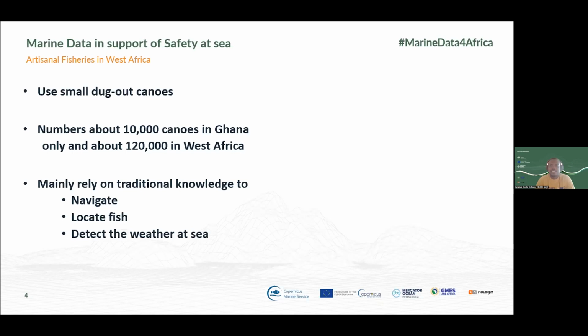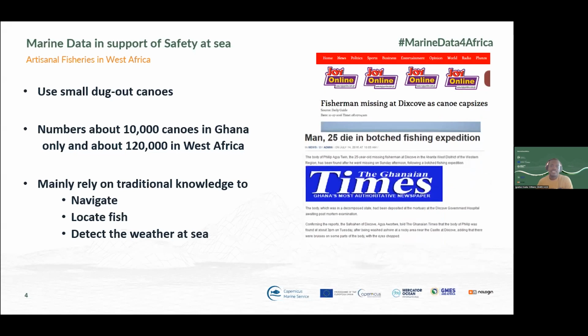So now in Western Northern Africa, you're going to find out that there are loads and loads of artisanal fishermen who usually go out in small dugout canoes. And in Ghana alone, you have about 10,000 of them and roughly 120,000 in the entire West African section. These fishermen usually rely on traditional or local knowledge to navigate the seas, to locate fish, and also most often to determine the state of the ocean or the weather at sea. Unfortunately, some of this information is not too accurate, and most of the time you end up with such unfortunate events, such as fishermen going missing at sea, them dying in poached fishing expeditions.